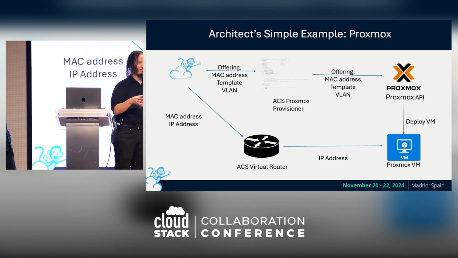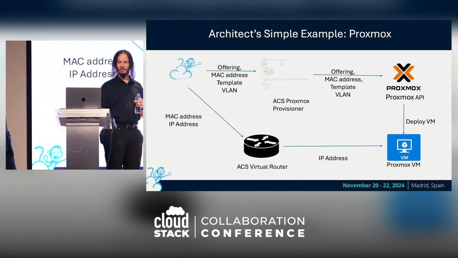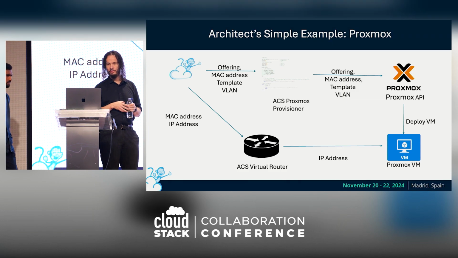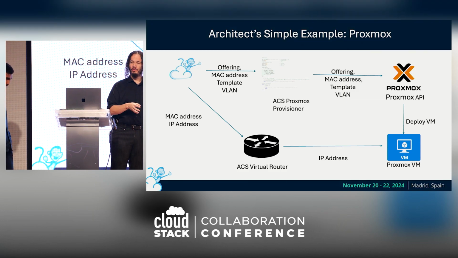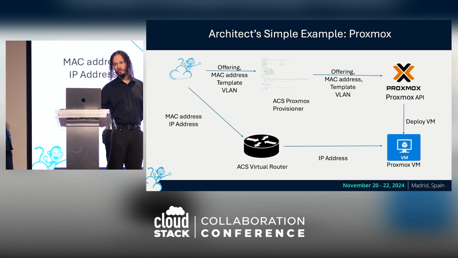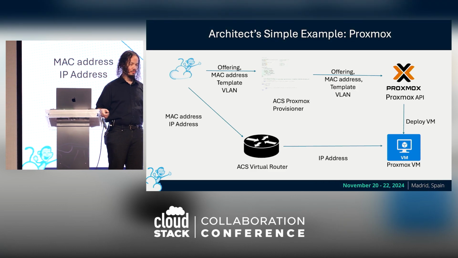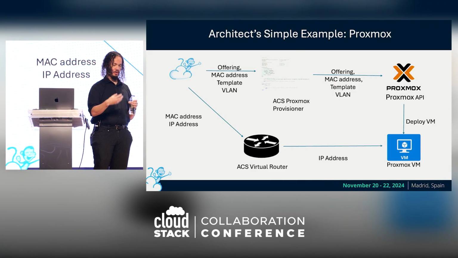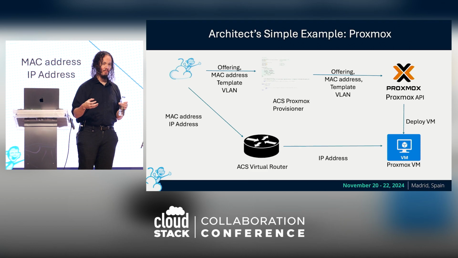CloudStack passes the information needed. In this case, I'm not querying the MAC address. I'm just telling which MAC address to use. And the bash script talks directly to the Proxmox API that deploys a VM there, and the virtual router serves the IP address. So that VM looks in CloudStack just like any other VM.